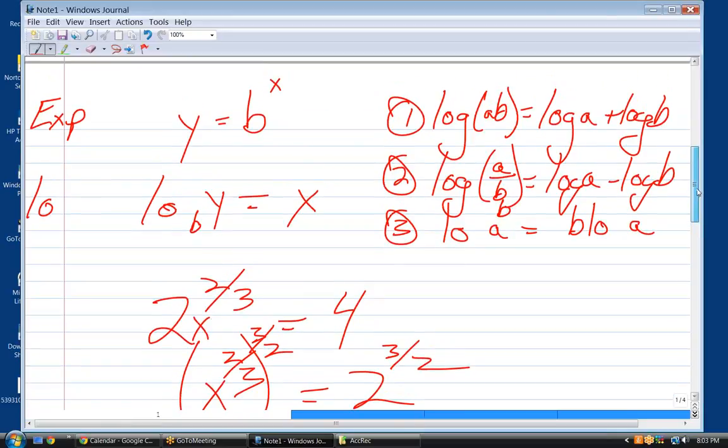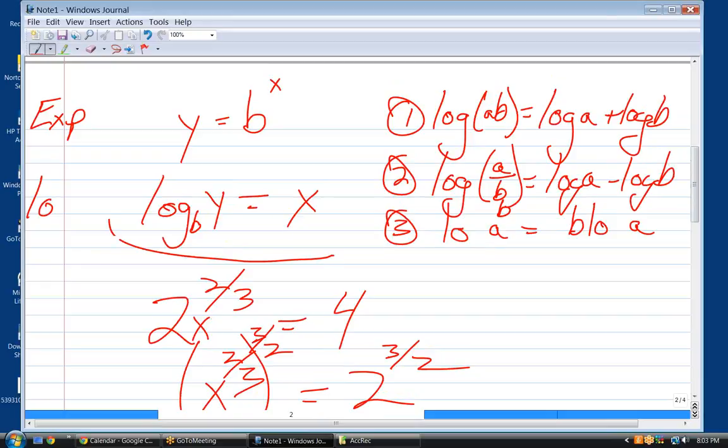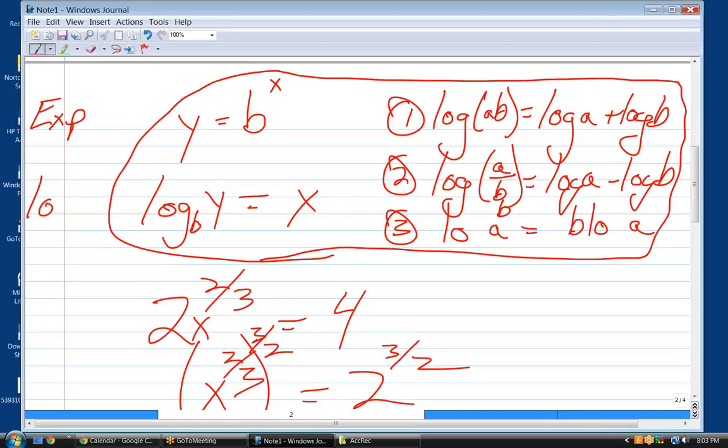These rules here, what I've written on the top of the page, if you want to memorize anything, everything you see right here. Being able to convert from exponential to logarithmic, and knowing these 3 rules of logs. That's the key to logarithms.